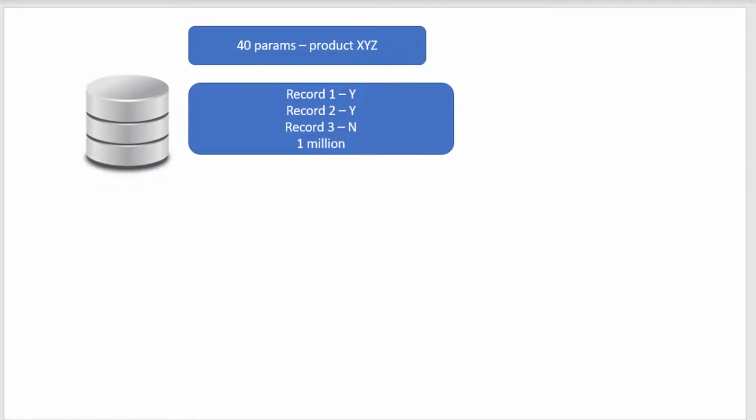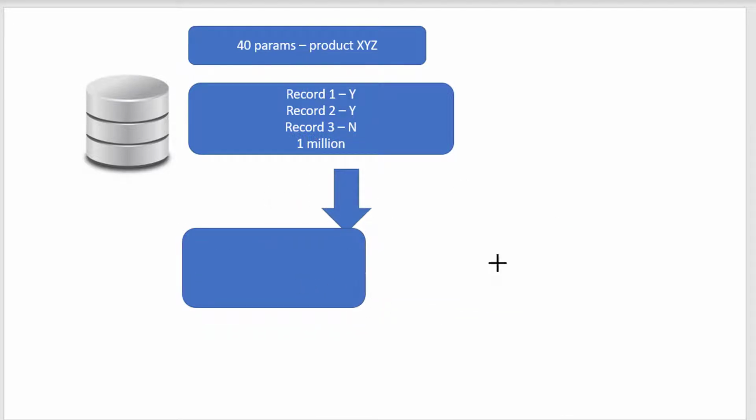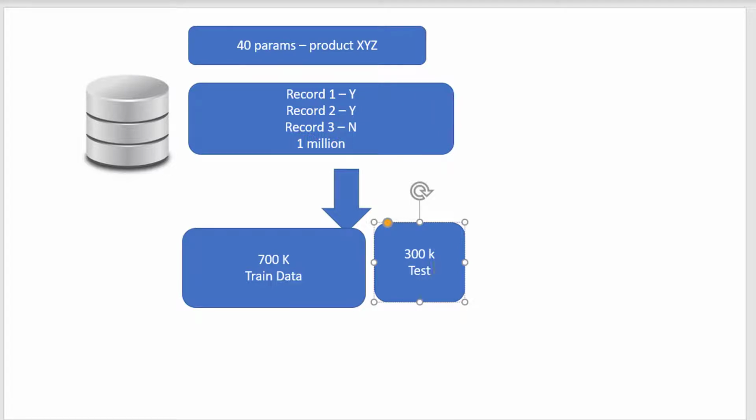So what I will do is segregate this data into two categories, the train data and the test data. Generally we separate this into 80-20 or 70-30. In this case, let's separate it 70-30. Randomly I will pick 700,000 records and make that the train data, and I'll keep 300,000 records apart for testing purposes. I call this the test data.